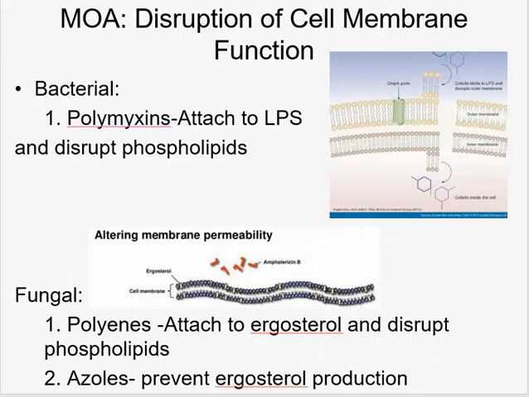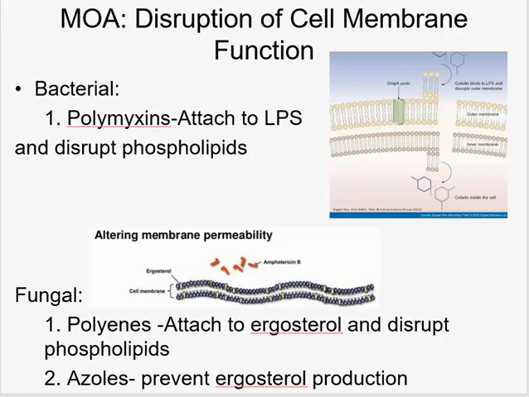A couple of examples of membrane function drugs. Bacterial polymyxin drugs attach themselves to lipopolysaccharide, the LPS, on the outside of gram-negative bacteria. So this is a gram-negative specific drug, and what it does is it basically puts a hole in that membrane. So you've punched a hole in your balloon, and everything will come dumping out.